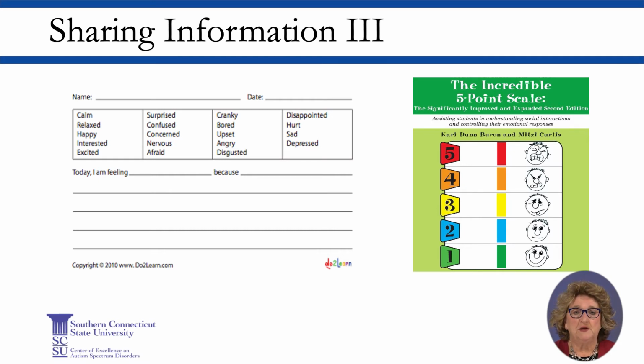Carrie Dunn Buron is the author of this, and I have seen this used very effectively with children of all ages, but especially younger children, where they can identify how they're feeling, they can look at the facial expression and the level of the emotion that they are experiencing. Green being number 1, okay, it's low on the scale, I'm feeling okay, I'm in control. 5 being, I'm very anxious, I'm very frustrated, I need some help.